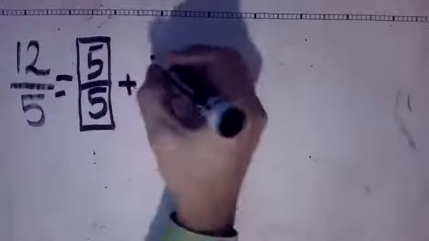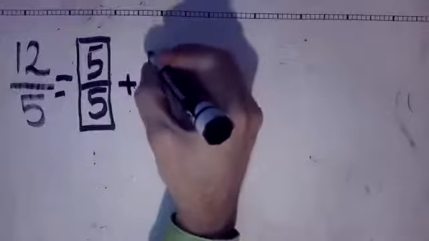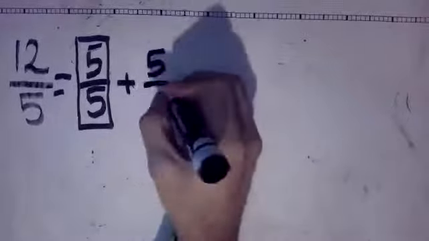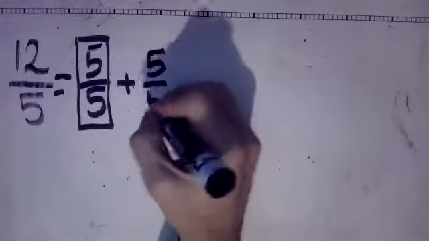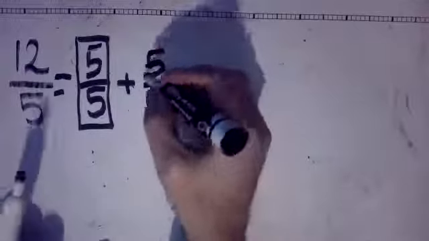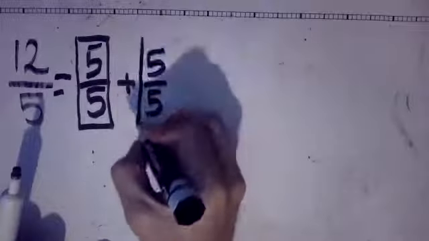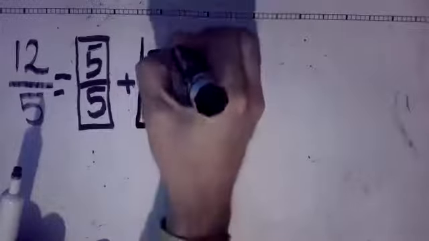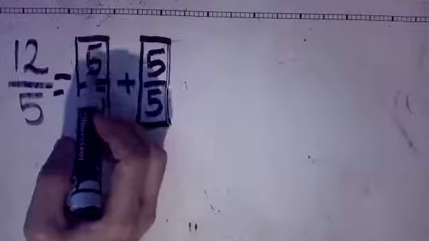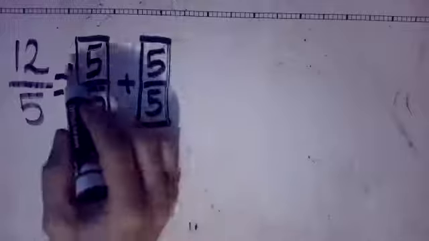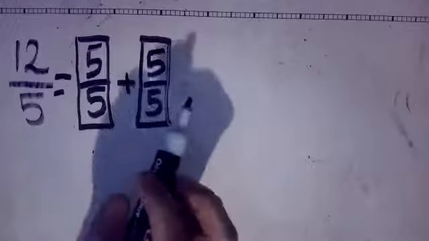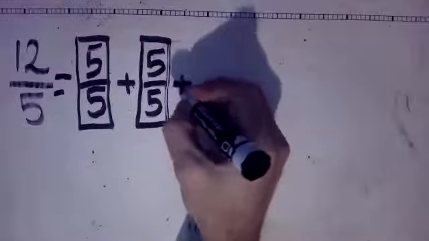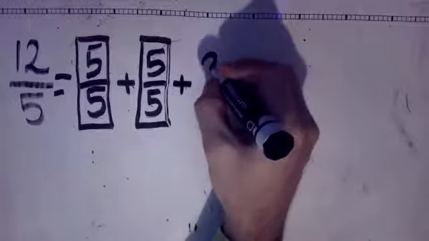Plus 5/5. And that's a hole, so I'm going to put my little box around it. And now I'm going to say 12 minus 5 is 7. 7 minus 5 is 2. I can't fit another hole, so I'm going to write in what I have left over. 2/5.